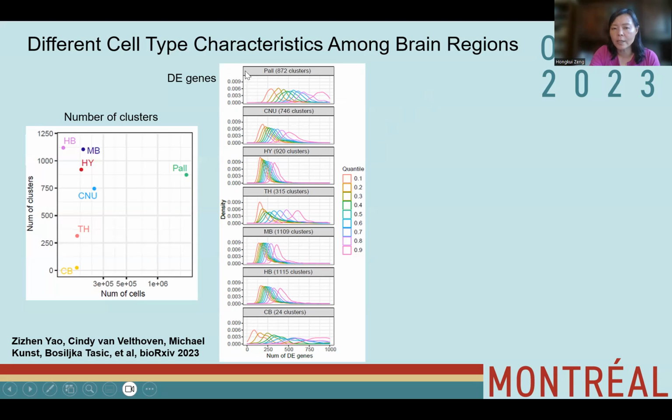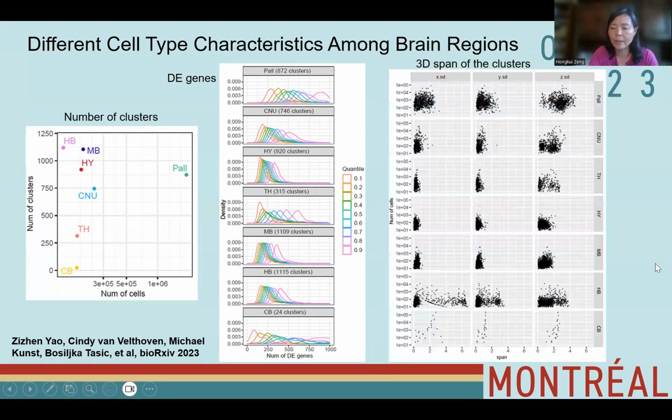The other structures, such as pallium, thalamus, or cerebellum, on the other hand, have a wide range of the numbers of DE genes between each pair of clusters, suggesting that the cell types in those regions are highly divergent. And also, some are similar to each other, whereas others are very different. So a wide range of similarities and differences in those regions.